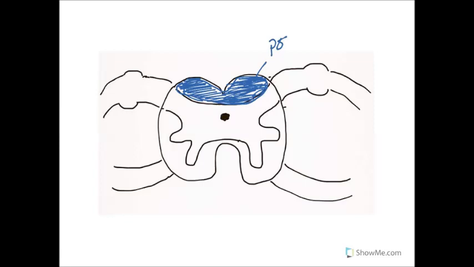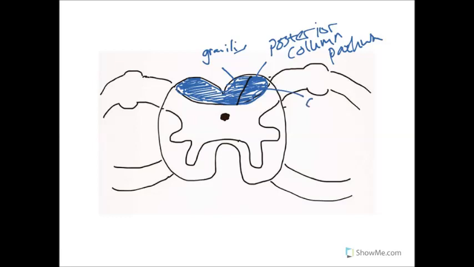The posterior column pathway is made up of two distinctive tracts, what is called the fasciculus gracilis and the fasciculus cuneatus. They can be divided up about here, where we would see the fasciculus gracilis here, and over here the fasciculus cuneatus.